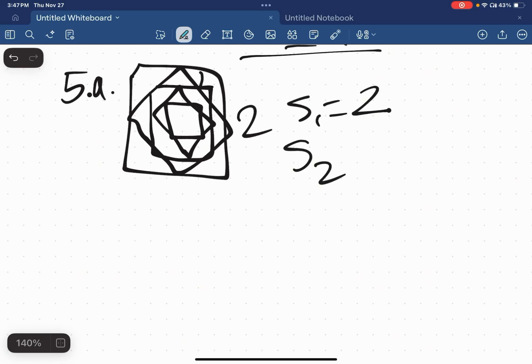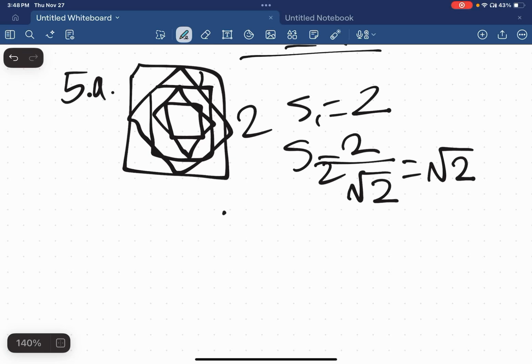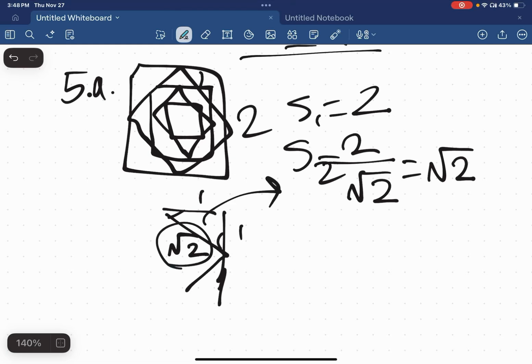Side 2 is going to be 2 divided by the square root of 2, which is equal to the square root of 2. And the reason why this is the square root of 2, I should actually explain this. Sorry. The reason why this ends up becoming the square root of 2 is because this is a triangle. So if this side is 1, this side is 1, 45, 45, this is equal to the square root of 2. So yeah, my apologies, I should explain that beforehand. That's going to be side 2.